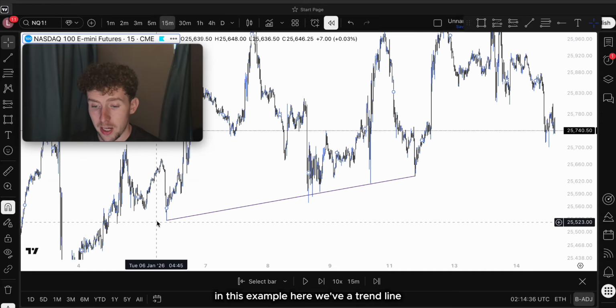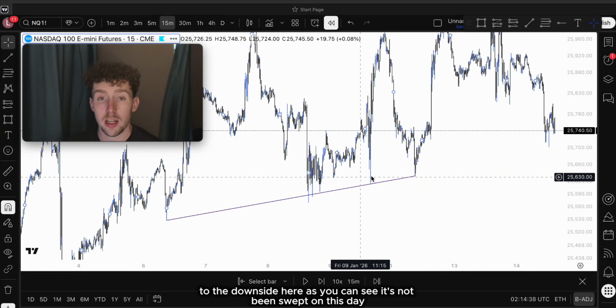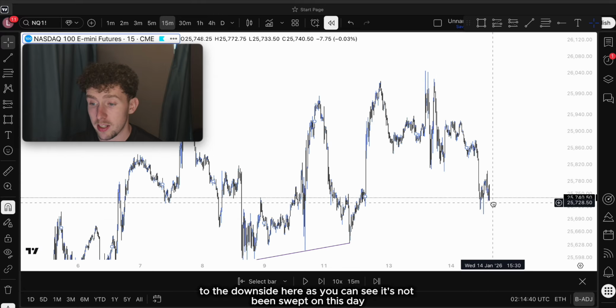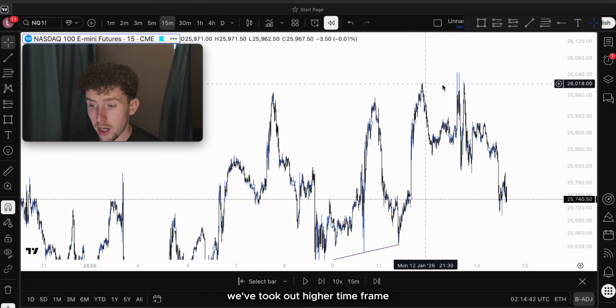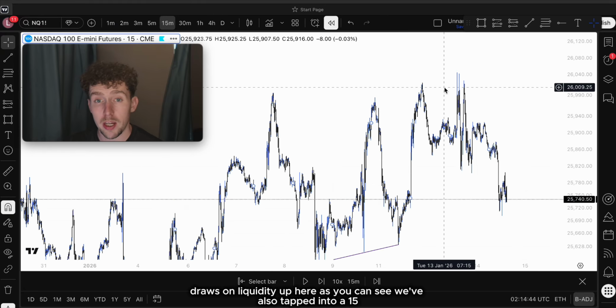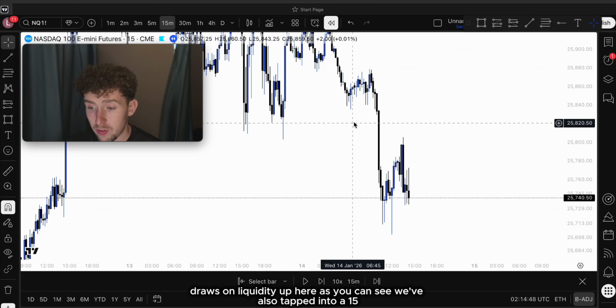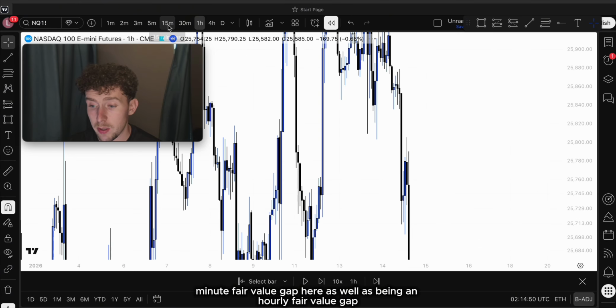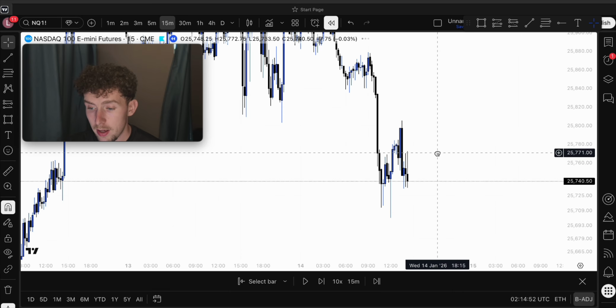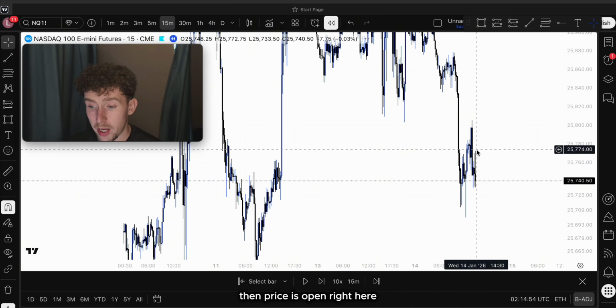In this example here, we have a trend line to the downside. As you can see, it's not been swept on this day. We've took out higher time frame draws on liquidity up here. As you can see, we've also tapped into a 15-minute fair value gap here, as well as being an hourly fair value gap. Then price is opening right here.